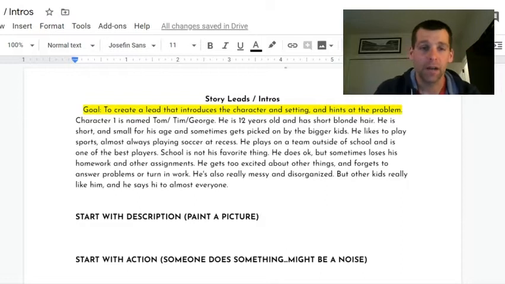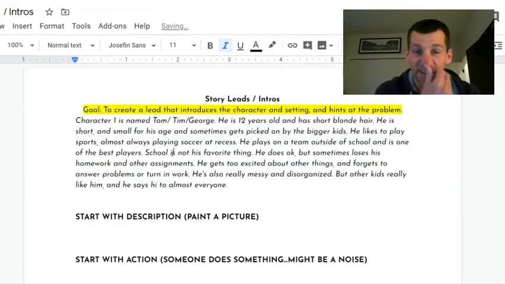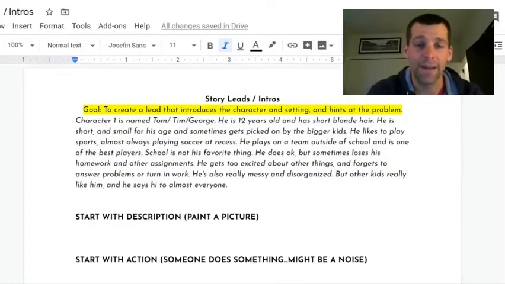Okay. Here, I've got a character already, and this character's name, I haven't quite settled on it. I'm going to settle on it as I go in my writing. The character's name is Tom, or Tim or George. I'm going to settle on Tom for today. He's 12 years old, has short blonde hair. He's short and small for his age, but he's also really sporty, and he plays a lot of soccer, and he's really good. School is not so great, and that's going to get into his problem, because he's going to have a project he needs to do. He gets really excited about things, and it causes him to forget answers to problems. It gets a little bit messy, that sort of thing.